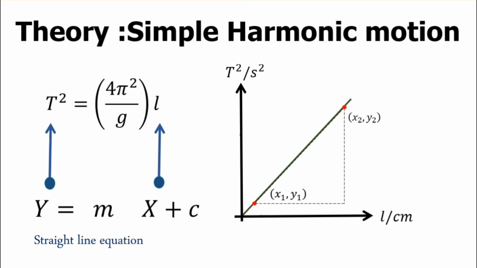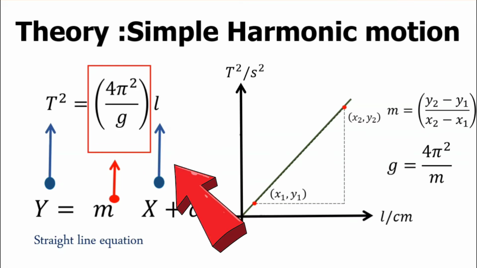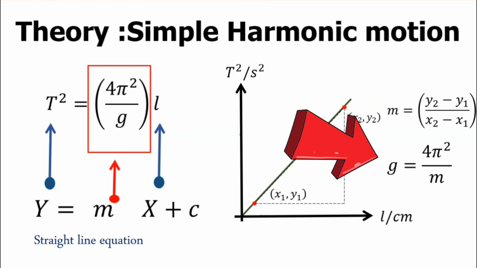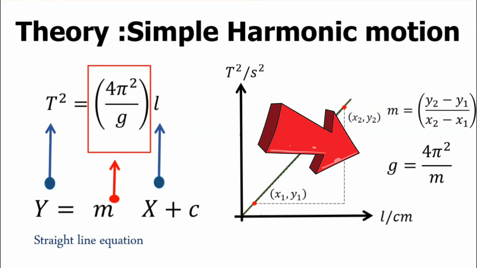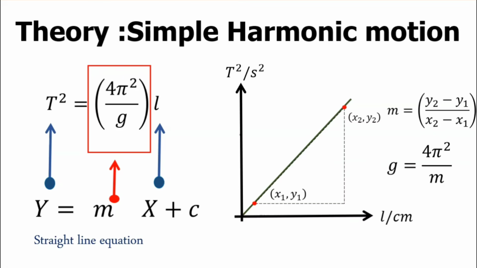The gradient of the line can be calculated using the equation m equals y2 minus y1 over x2 minus x1. And the value you get from the calculation will be equal to m equals 4 pi squared over g. Rearranging the equation, we get g equals 4 pi squared over m. You are going to compare the value obtained from the graph with the theoretical value of the gravitational acceleration.